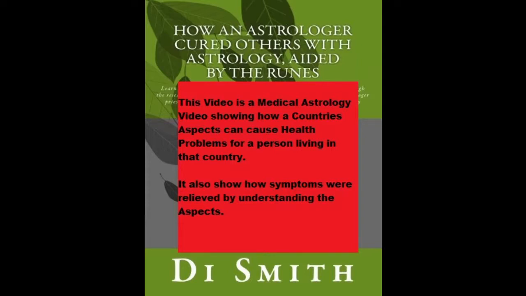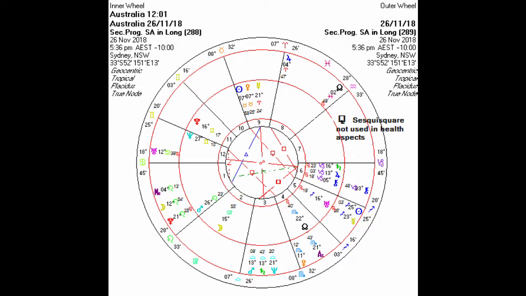Hi, in this video we're looking at the health aspects that arise from where a person lives. We're looking at the oppositions, which are 180, the squares, which are 90, the quincunxes, which are 150, and 210. Progress chart of the person on the outer ring and Australia's chart on the inner ring. You can see a lot more defined red lines.